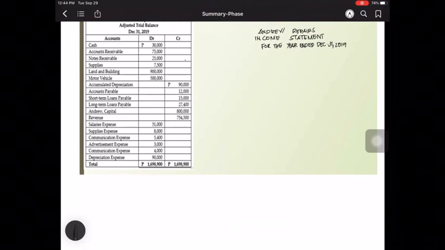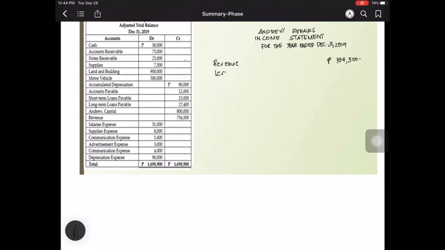All right, so now that we are done with the heading, the next is to put now the elements that should be seen in the income statement of Andrew Repairs. So in this case, you write here the amount of the revenue earned by Andrew Repairs. How much is the total revenue? There is 754,500.